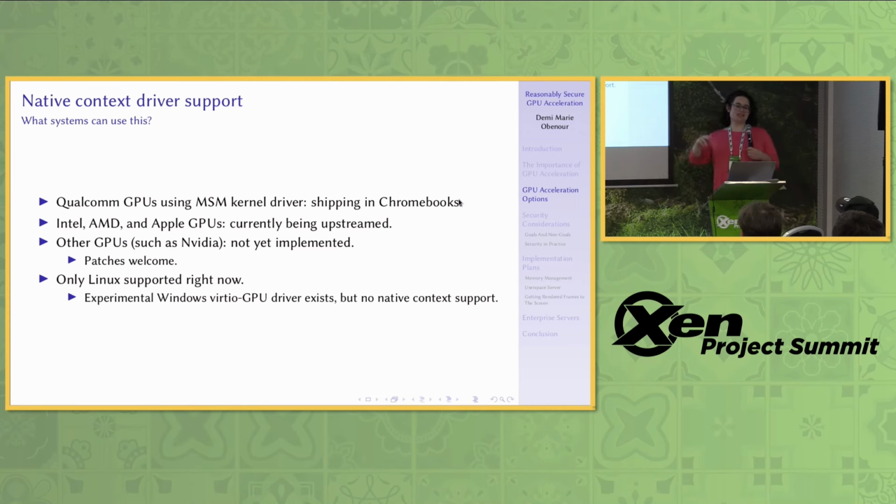Also, only Linux guests are supported right now. But again, that's just a case of no one has implemented support for other guest OSs yet. But you could. There is an experimental Windows VirtIO GPU driver, but there's no native context support. The big thing that you'd have to do for a Windows port is run Mesa on Windows, but I think you can already kind of do that-ish.